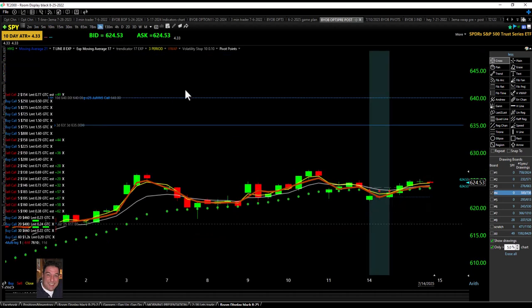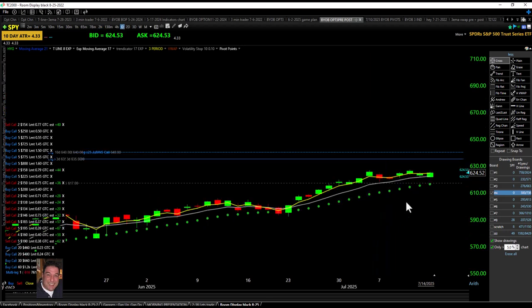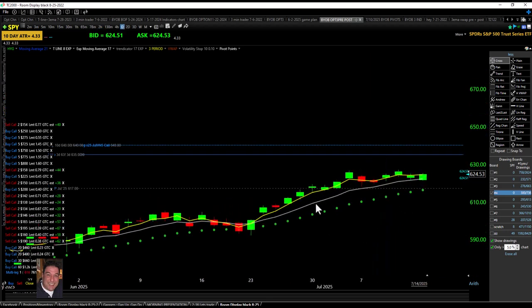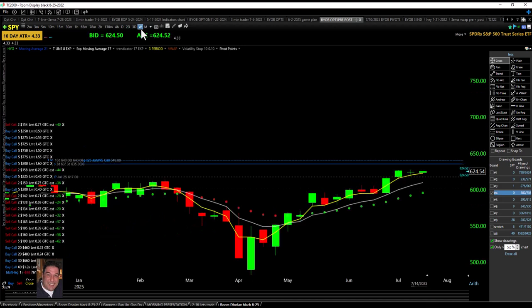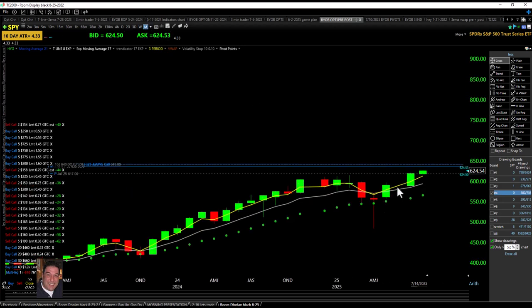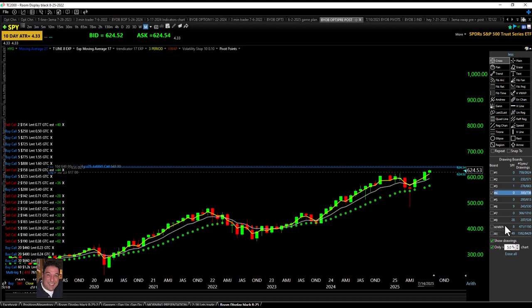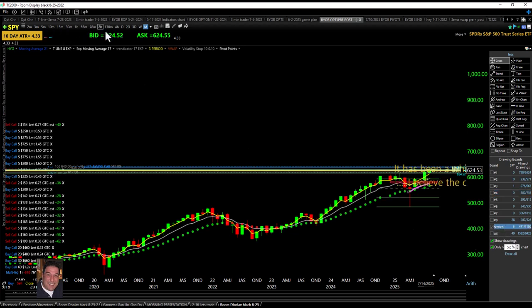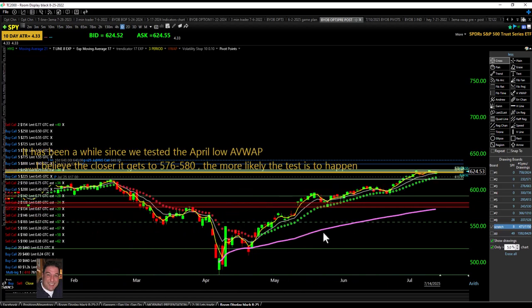Inside of a 2-hour uptrend, inside of a daily uptrend. See the daily, 3 on top of the 8, all on top of the 17 right here, that's the green dots. Inside of a weekly uptrend, again, 3 on top of the 8 over the 17. Inside of a monthly uptrend, again, 3 on top of the 8 over the green dots. Over the all-time high anchored VWAP, or the prior all-time high anchored VWAP.